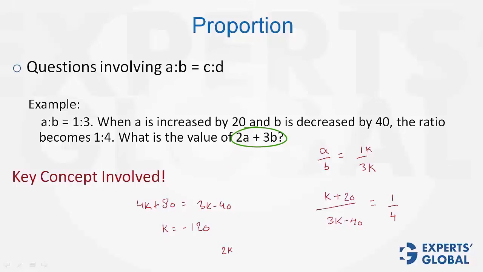2A plus 3B will be 2K plus 9K. So that's equal to 11K. And we have the value of K, -120. So this turns out to be 11 times -120 equals -1,320.